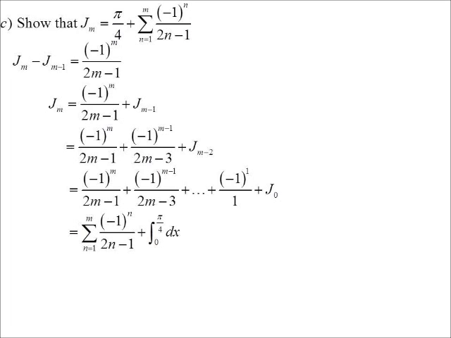What we now need to do is work out what J0 is, and we're really hoping it turns out to be pi on 4. Well, it is, because it's just the integral of dx, and sub in pi on 4, sub in 0, and we get pi on 4. Alright. What a great question, eh?